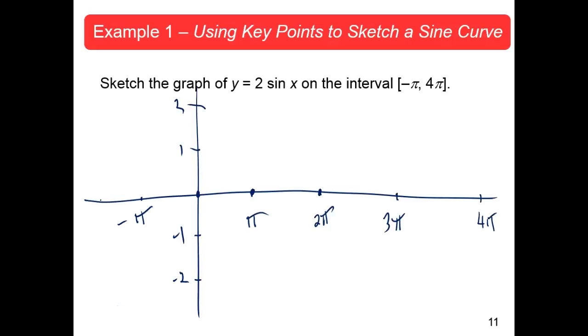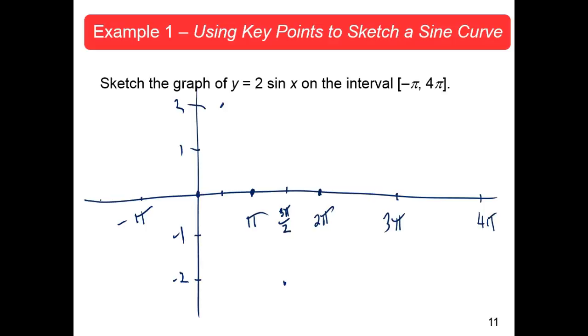So we got 3 zeros so far. Where do we go from here? What you got halfway between these 2 zeros? Yes, you got your maximum, which is 2. So at pi halves, you have a 2. Halfway between these 2 zeros? Negative 2. You got your minimum at negative 2. So this will be at 3 halves pi. Pretty exciting stuff, isn't it? Now, where do we go from there?